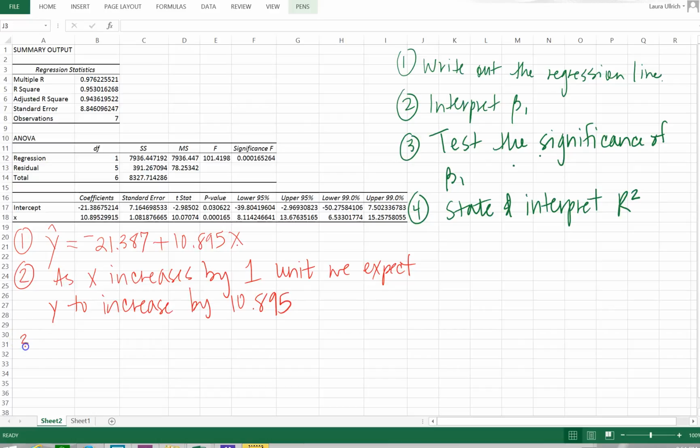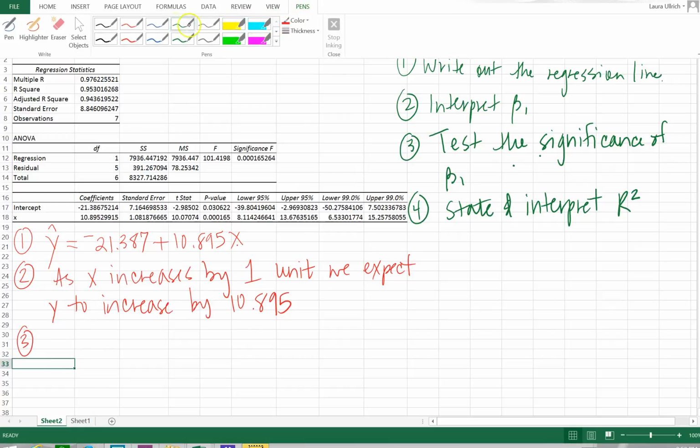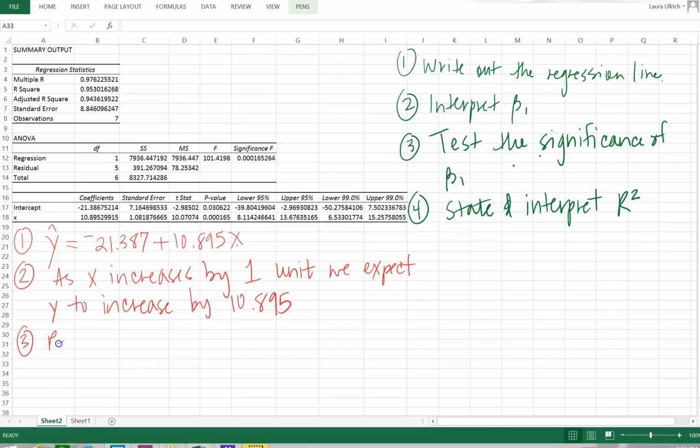Okay. All right. Number 3, test the significance of beta 1. We've got 3 options, right? The t-stat, the p-value, or the confidence interval. I personally look at the p-value. To me, it is the easiest. It's the fastest one just to kind of glance at. So I'm going to look at the p-value. I do suggest, when you're early on doing this, that you look at more than one way just to verify your results, just to make sure you're right. But here the p-value is equal to 0.000000165, right? That's the p-value.